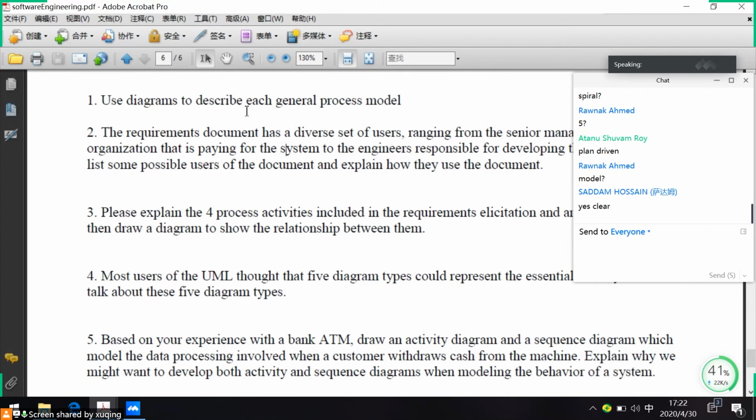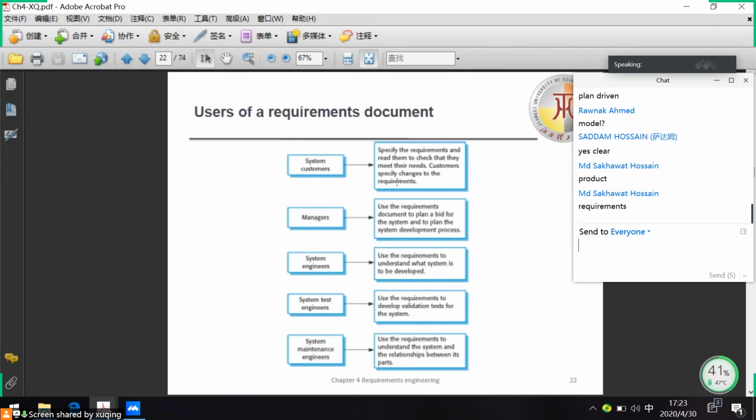the requirements document has a diverse set of users, ranging from the senior management of the organization that is paying for the system to the engineers responsible for developing the software. Please list some possible users of the document and explain how they use the document. For this one, it was also in the fourth assignment. Possible users of the document. And we explain how they use the document.